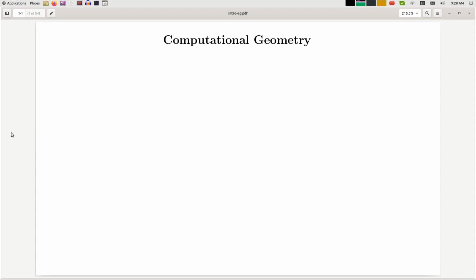In this video, we talk about the main topic of the course, which is computational geometry. We're going to have a quick introduction to this area. So computational geometry is essentially an area that deals with algorithms that deal with geometric data.